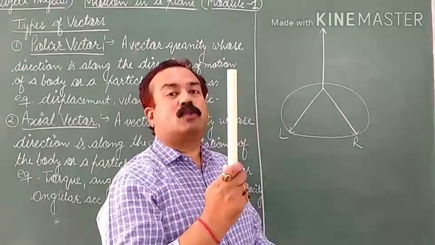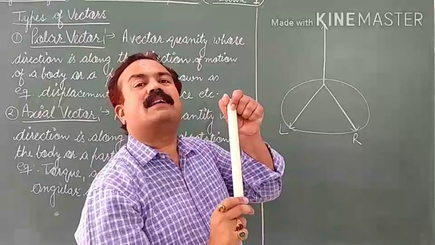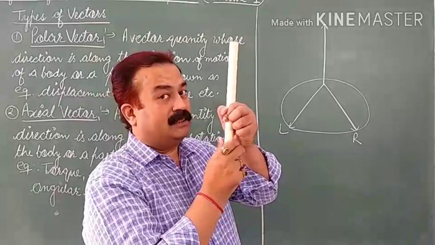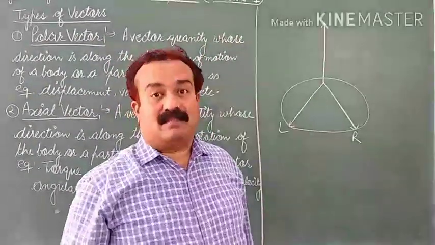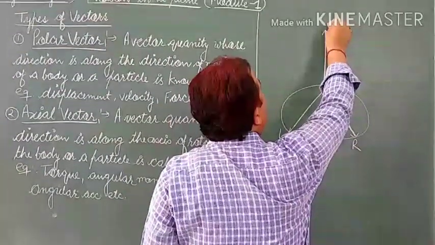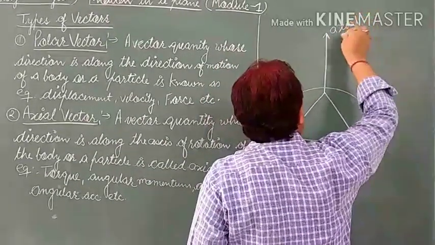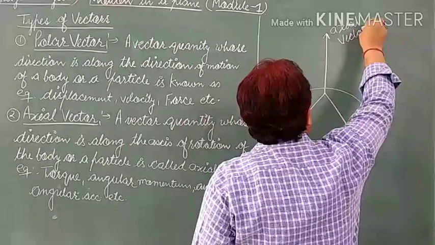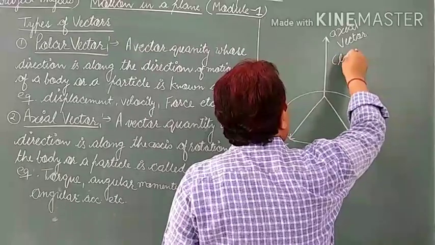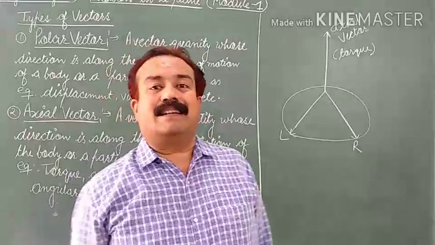See, if this is a screw and I am rotating this screw from left to right, meaning in a clockwise direction, it is moving in upward direction. And this is what? Its axis. So in this condition, this is the direction of the axial vector. Basically, it is the direction of torque. So torque is an axial vector.